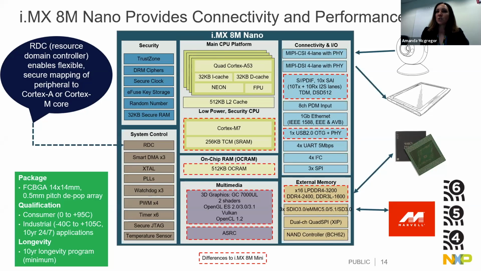And then we have the consumer and industrial products available today. Both versions are in production, and they are on the 10-year longevity program minimum from NXP. If you go to our website, you'll see that they're already listed there on our longevity program. The other key thing to point out in this block diagram is that the boxes that are outlined with a red dotted line are differences to the 8M Mini. So this is a quick way for you to look at what some of those key differences are if you're looking to evaluate both products side by side.